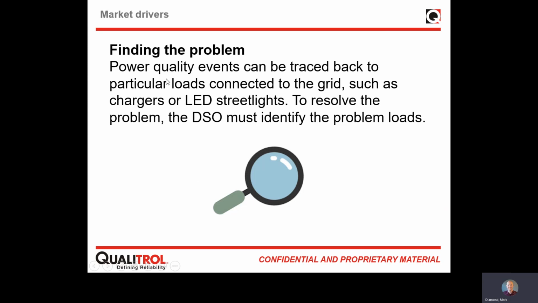The task really for a utility is to find where the power quality is coming from, and it tends to be loads on the network that are causing it. So, such as vehicle chargers or LED streetlights, other types of load like smelting plants or the various industrial plants that can cause the quality of the power on that feeder to be diminished. And it's up to the DSOs to try and identify those problem locations.